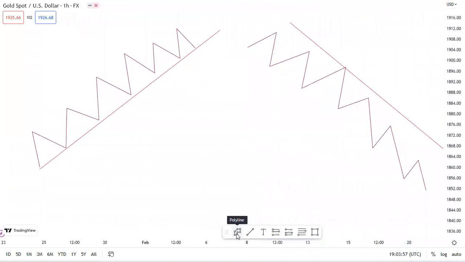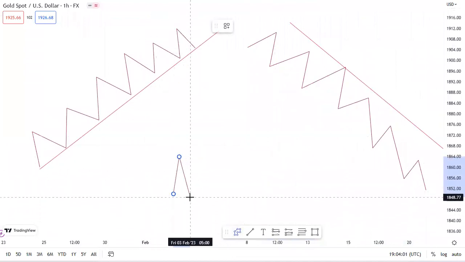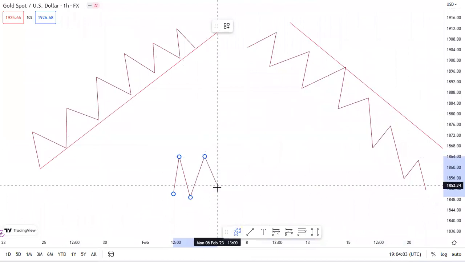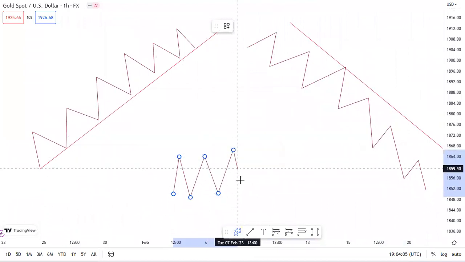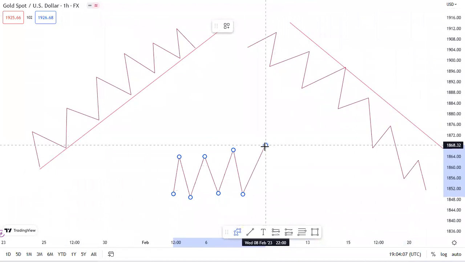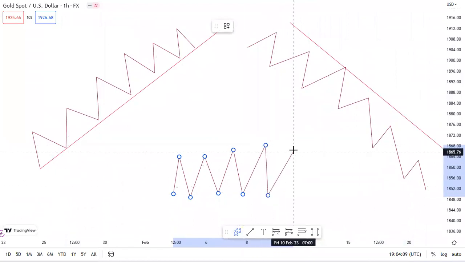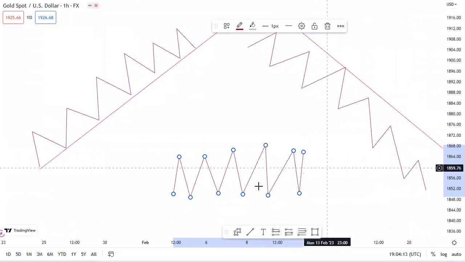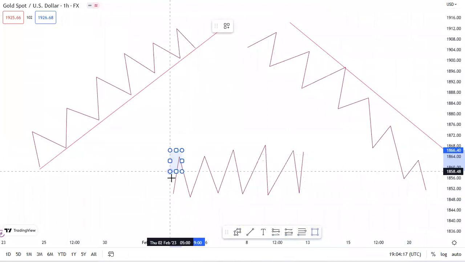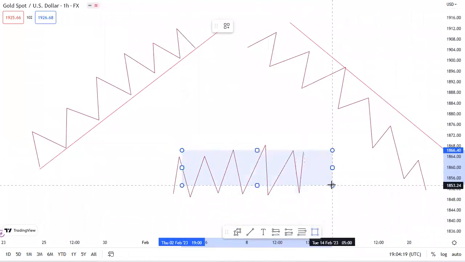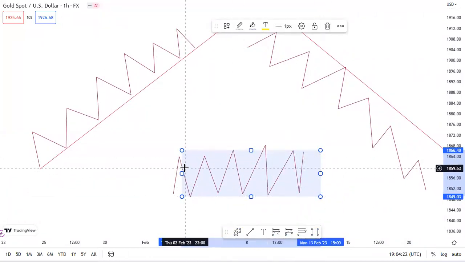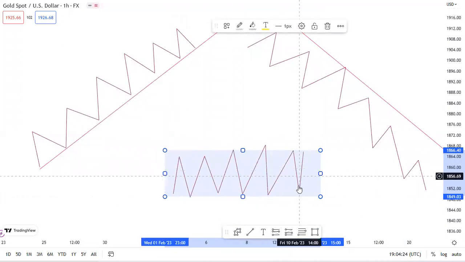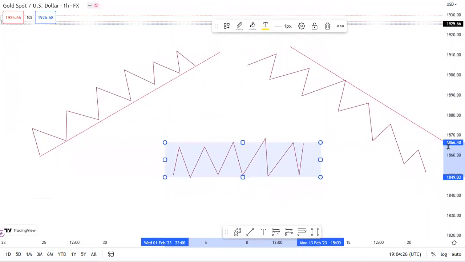Then we have the market that looks like this. Obviously you can't tell which direction this market is going to. This one is called a ranging market. Something which looks like this is called a ranging market.